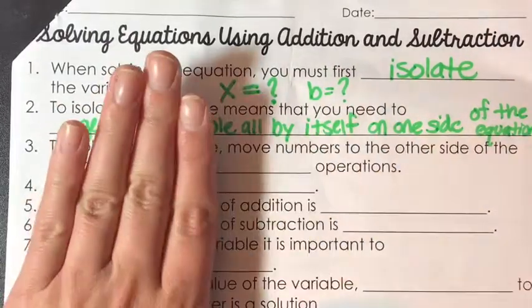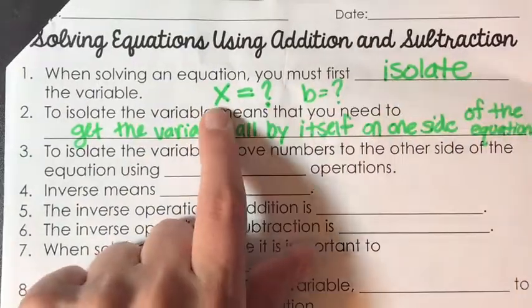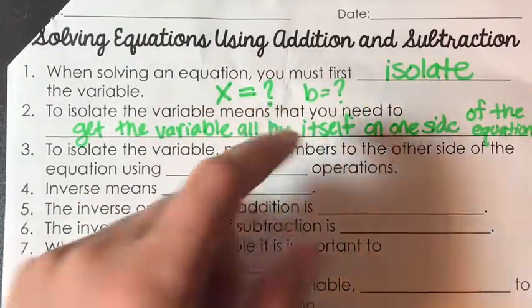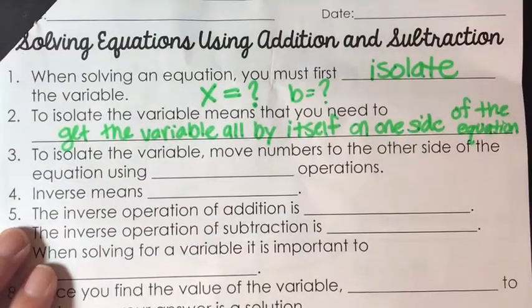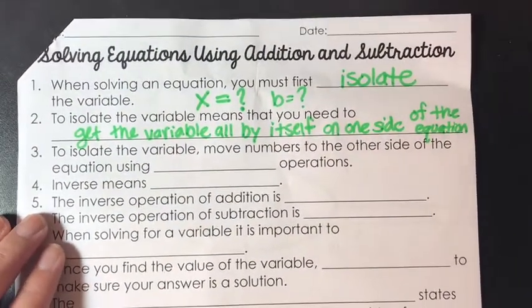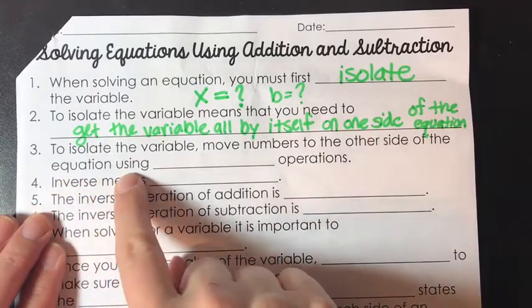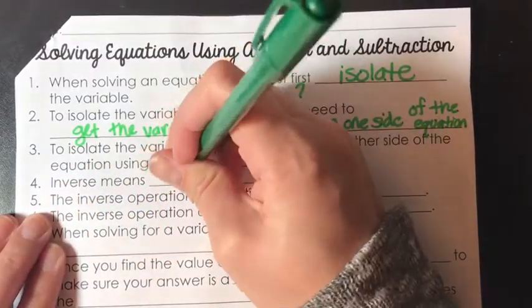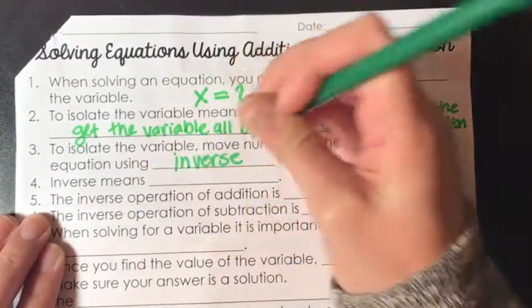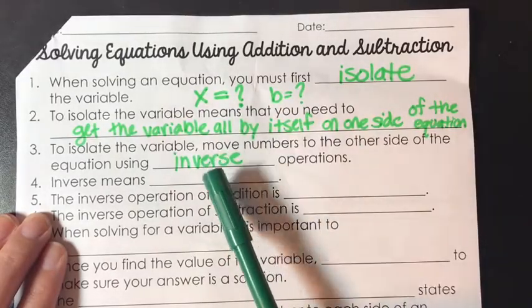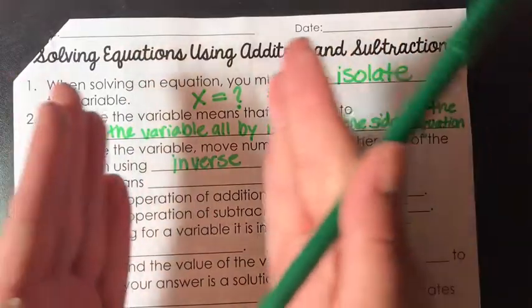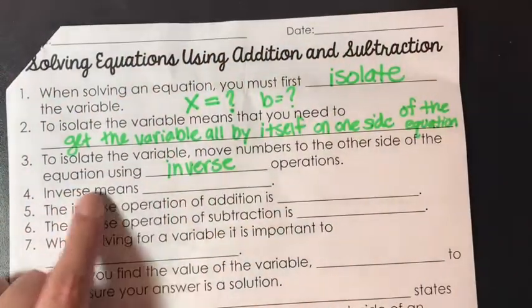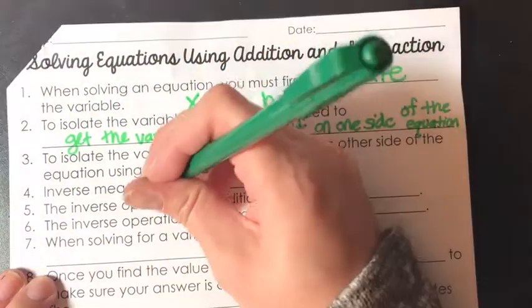or divided, just alone and isolated, and telling me its value, whatever number it equals, that's how much it's worth. To isolate the variable, you need to move the numbers to the other side of the equation using inverse operations. You basically want to cancel out anything around your variable, whatever that may be, in order to get it all by itself.